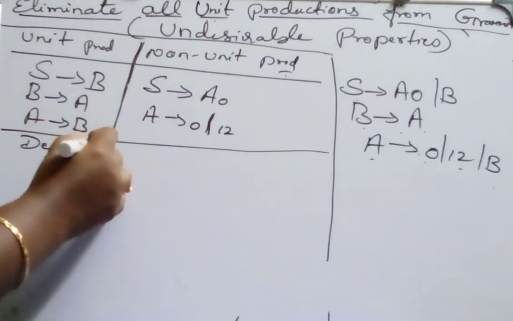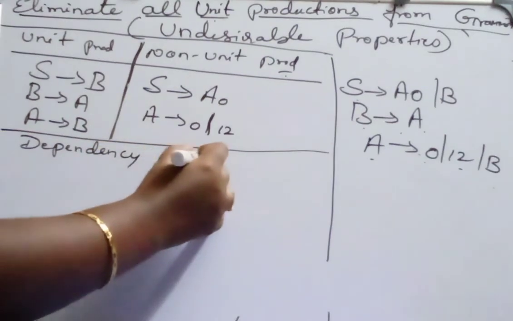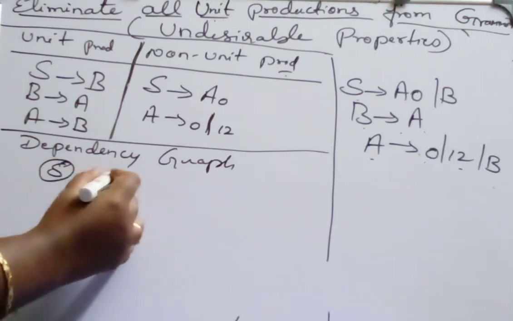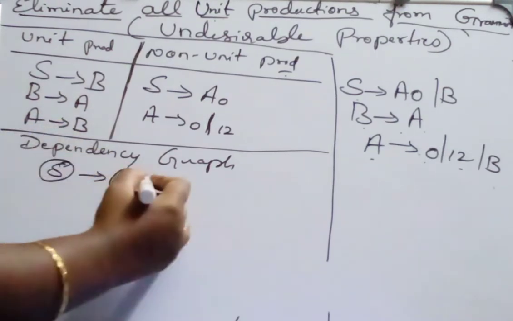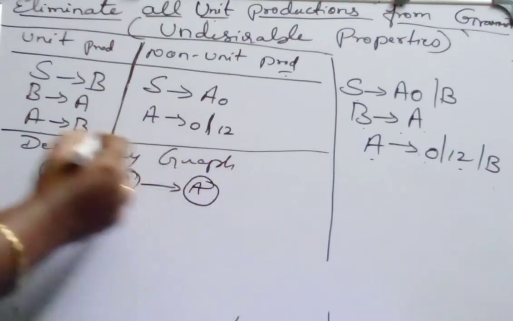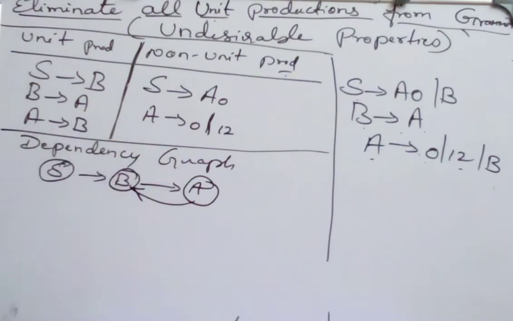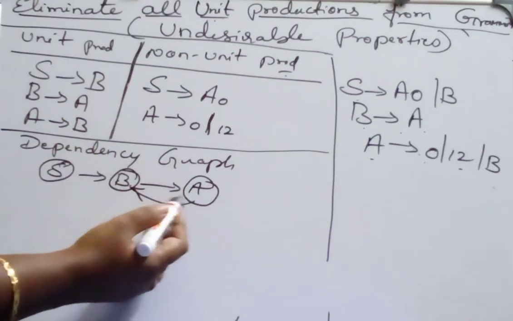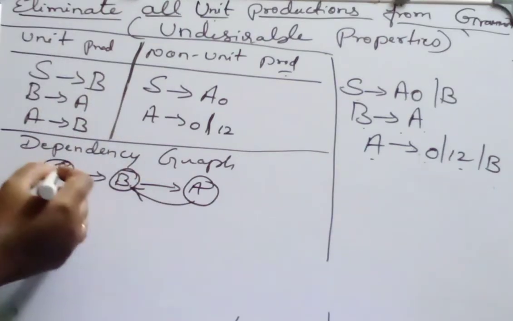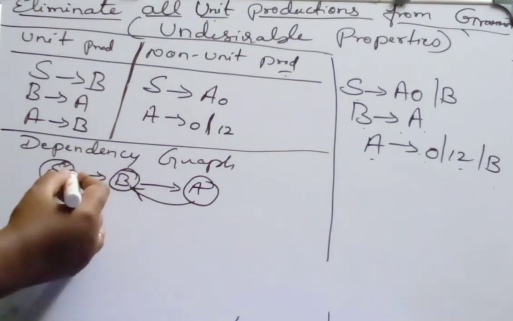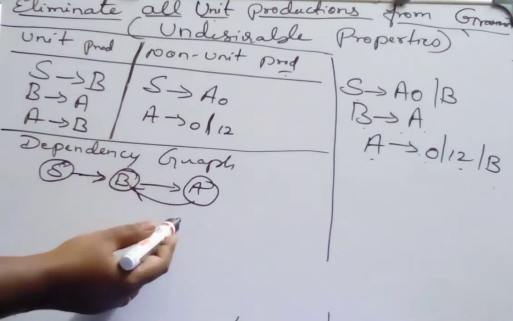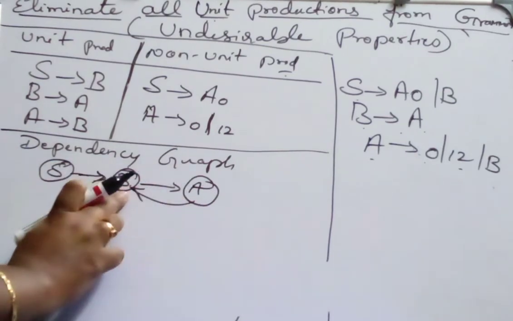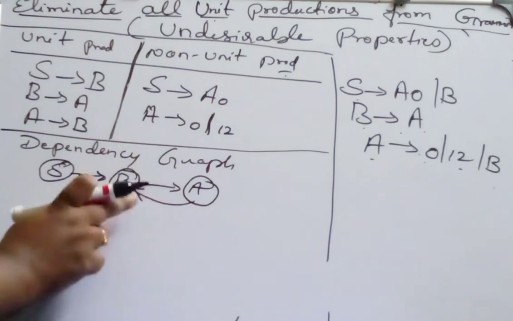Obtain the dependency graph for these unit productions. That is, S derives B, B derives A and A derives B. Whatever is there in B should be copied to A, and whatever is there in A should be copied to B. This dependency graph tells us which non-terminals are dependent on other non-terminals. So whatever is there in A, you copy it to B, and whatever is there in B, you copy it to A to remove this dependency.